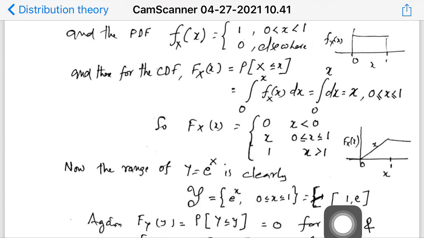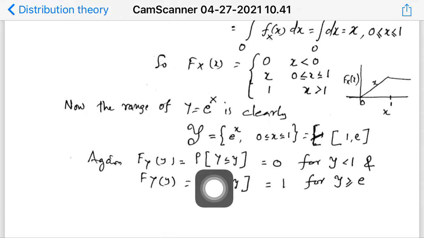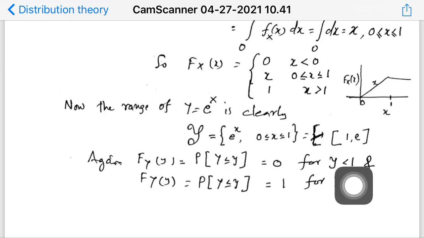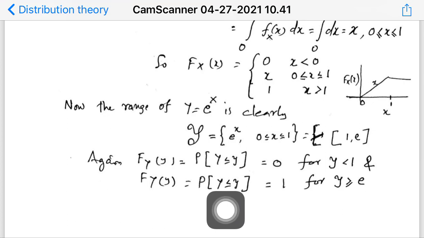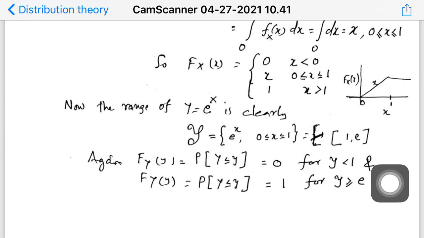And you know, the distribution function will have value 0 below 1, and above e the distribution function will be equal to 1. Okay, F of y, the probability that Y is less than or equal to y, is equal to 0 for y less than 1, and F of y is equal to 1 for y greater than or equal to e. This result is actually a very obvious result for any distribution function.